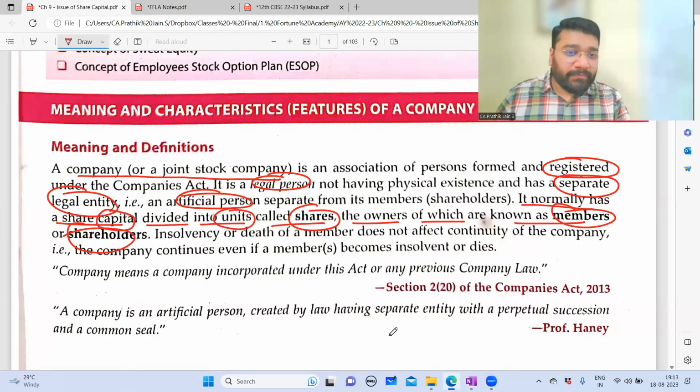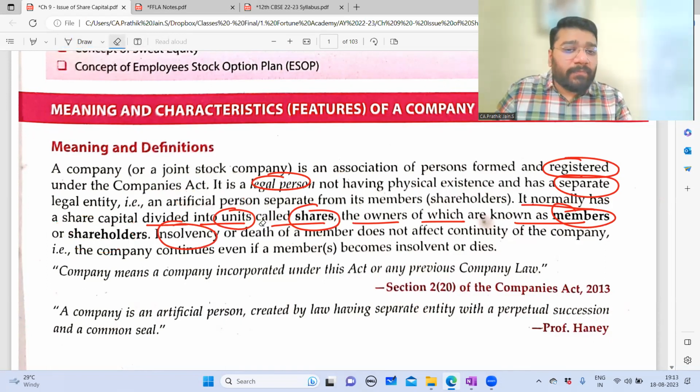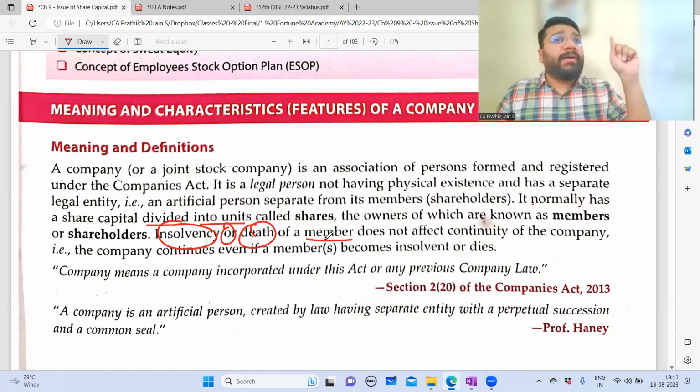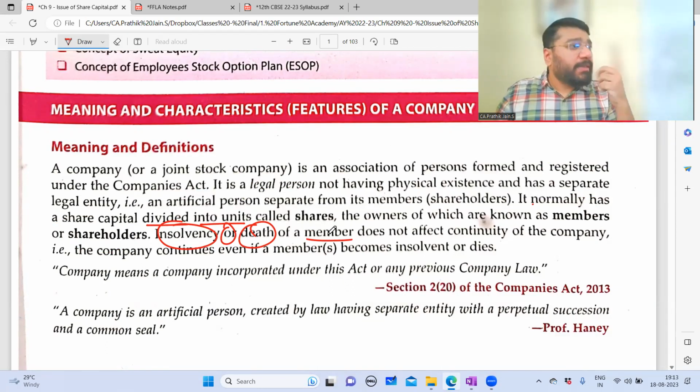Okay. Now, insolvency. What is the meaning of insolvency? Bankrupt, pauper. Insolvency or death of a member. Member means owner. So A is a member who has invested the money. How much money he gave? 10 lakh rupees. He became insolvent, bankrupt, or he died. Do you think his death will affect the company's going concern? Will it affect the business?